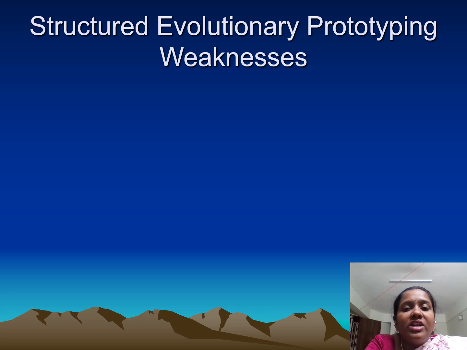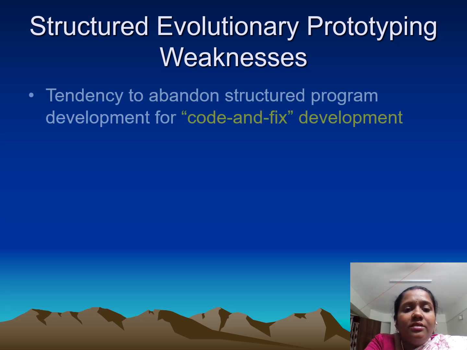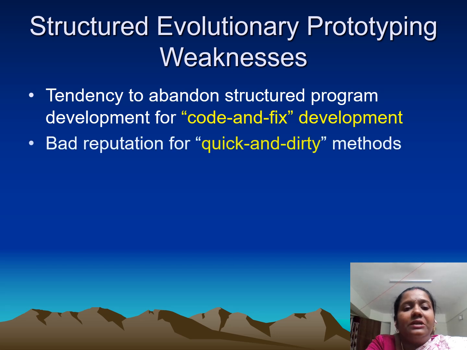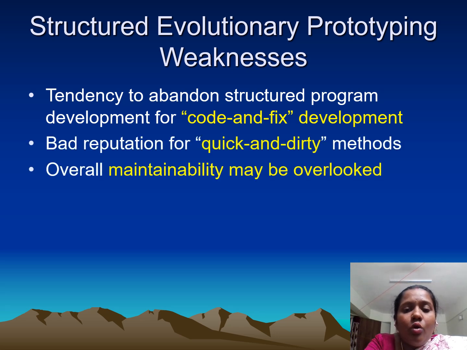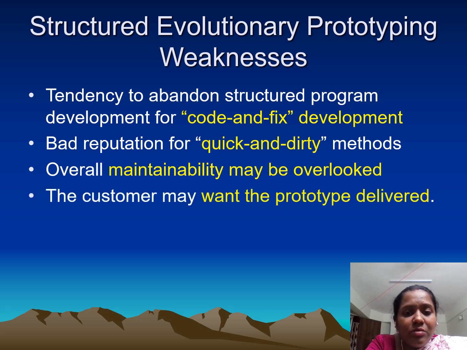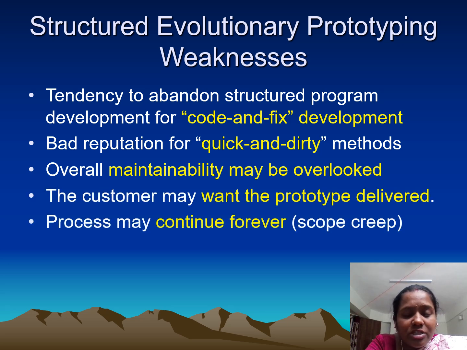Structured evolutionary prototyping weaknesses: it tends to abandon structured program development, leading to code-and-fix development. It has a bad reputation for quick and dirty methods, and overall maintenance is overlooked. The customer may want the prototype to be delivered. The process may continue forever with scope creep.